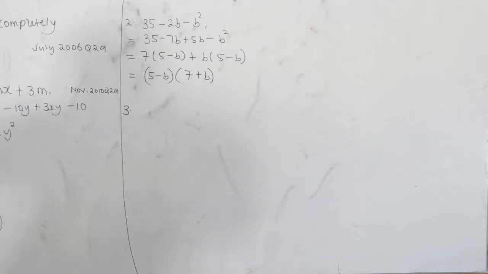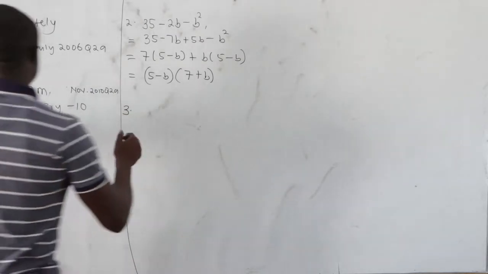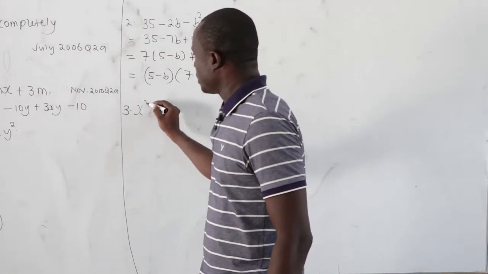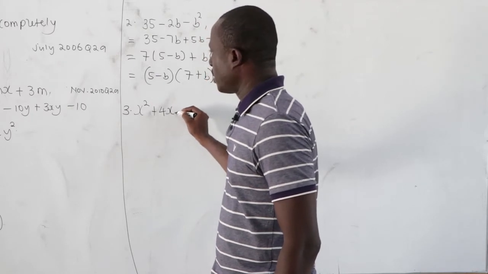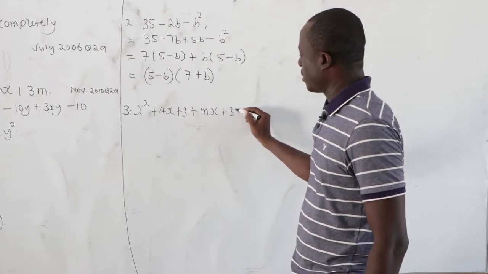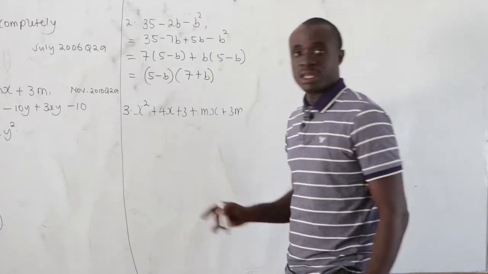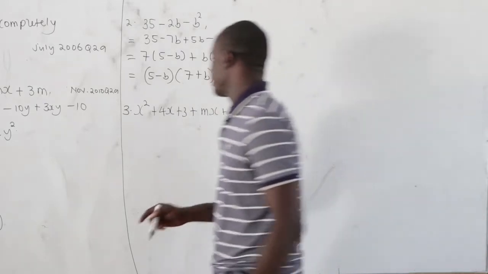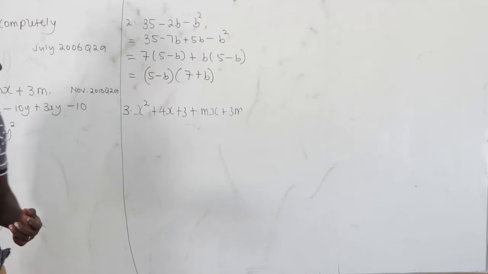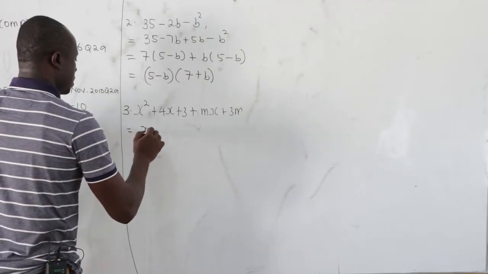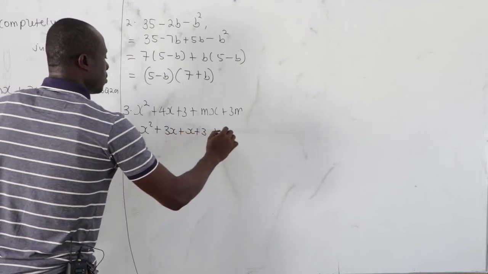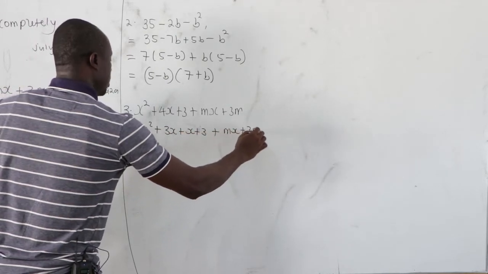Now let's see the third question. The third question is also a past question of December 2010, question number 2a. So the question is x squared plus 4x plus 3 plus mx plus 3m. From here all the way to here, that is a quadratic expression, so we can factorize: two numbers multiplying give us 3, and when we add, give us 4. That is 3 and 1. So this is just x squared plus 3x plus x plus 3 plus mx plus 3m.